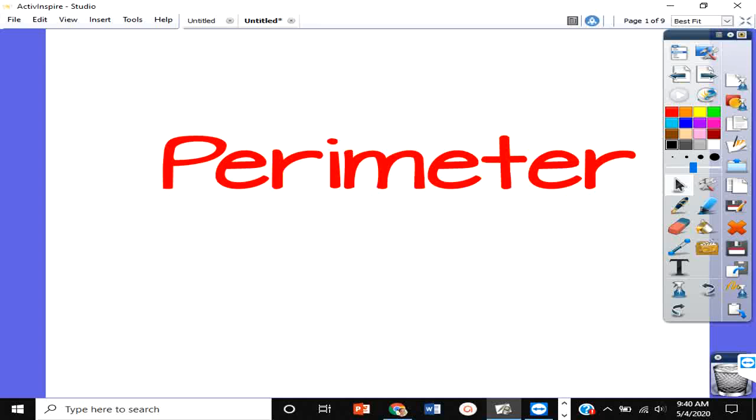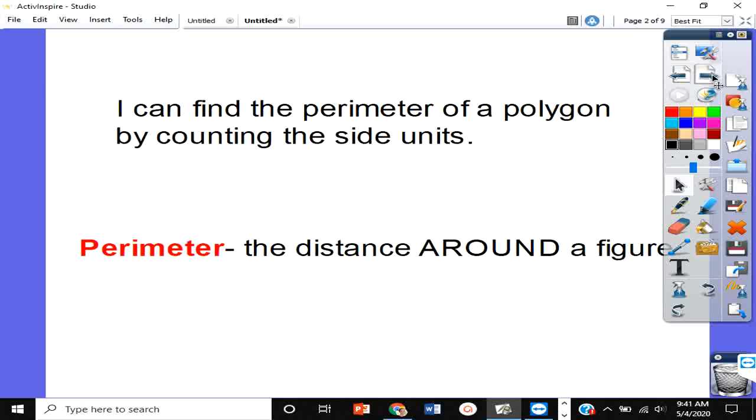Hi everybody. Today we are going to start talking about the concept of perimeter. So what is perimeter? Let's take a look. Perimeter, if you notice the definition is below, is the distance around a figure.